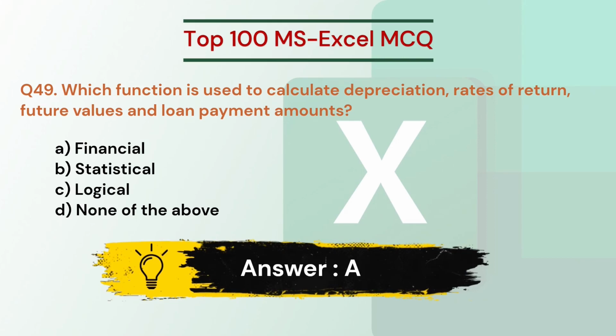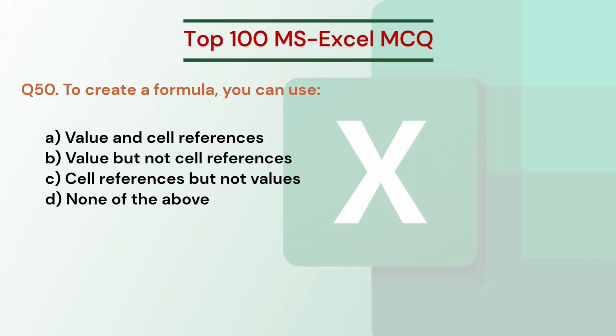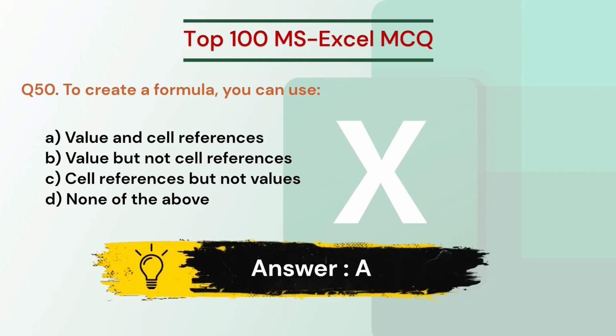Correct answer is A. Financial. To create a formula, you can use A. Value and cell references. B. Value but not cell references. C. Cell references but not values. D. None of the above. Correct answer is A. Value and cell references.